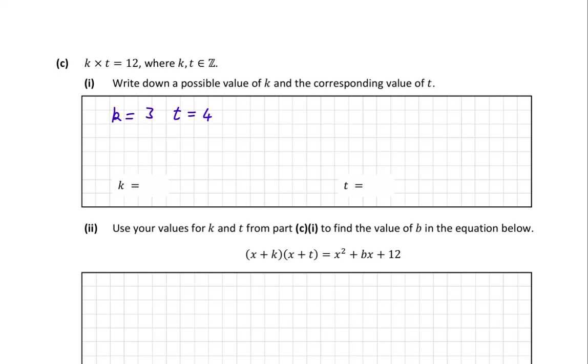But you could use 2 and 6. You could use 1 and 12. So a few different answers. So k is 3, t is 4 is what I'm going to use.